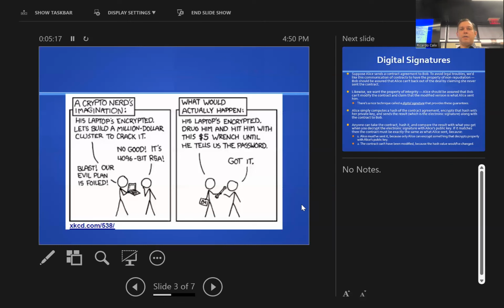Here's a little joke I found that I thought was fun. So you can see it's so hard to break RSA. Just hit the person in the head with a wrench and get the password. Might be easier. Right? So, but that's the idea. All right. So I found that one.